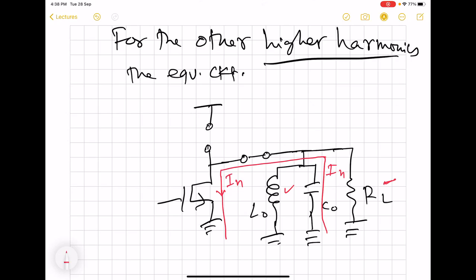And since the impedance offered by this capacitor is going to be zero, truly speaking, only for very high frequency, their contribution at the drain is going to be almost zero. So this Vn is going to be zero. And these assumptions become more and more accurate as the frequency increases for the harmonics. So this is one of the assumptions that we take.